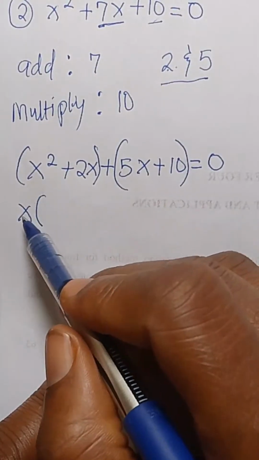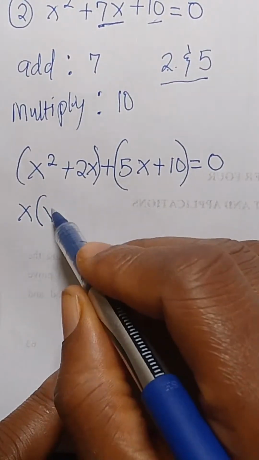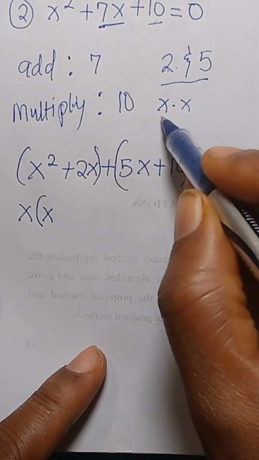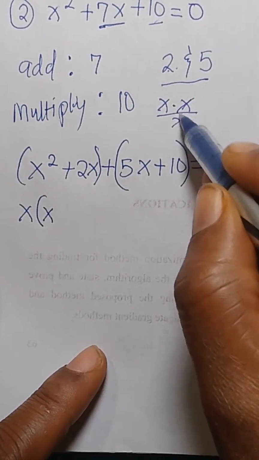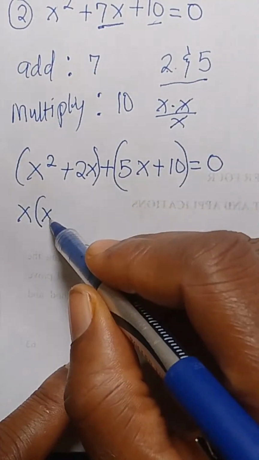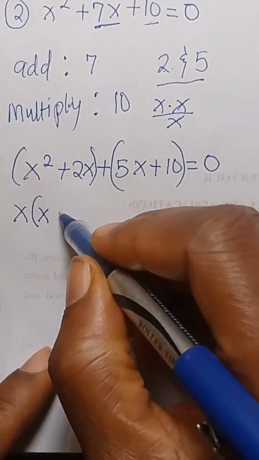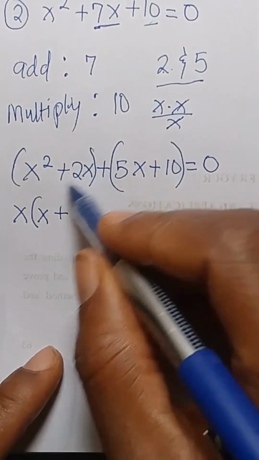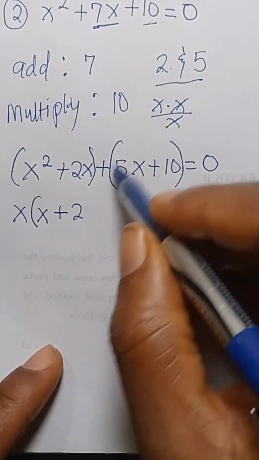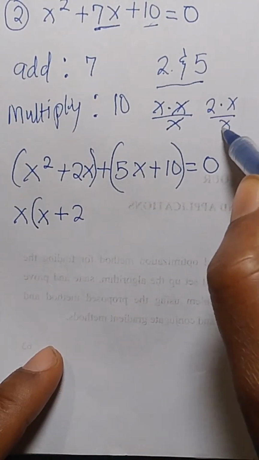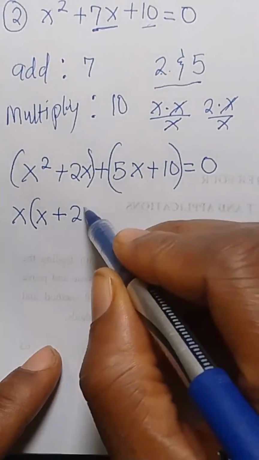X squared divided by x will give us x. See it here, x squared is x times x, and we're dividing it by x. One x will cancel and we have x remaining. If you open this bracket now, you still arrive at what you have here. That is how easy it is. Plus 2x divided by x will give us 2. Look at it here, 2 times x divided by x. X will cancel itself and we have only 2.